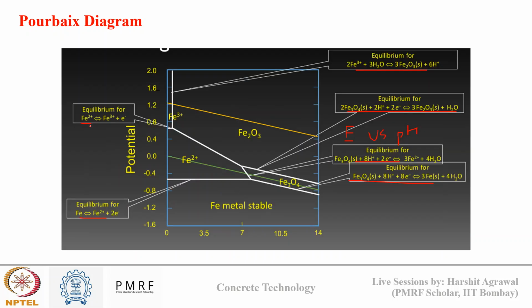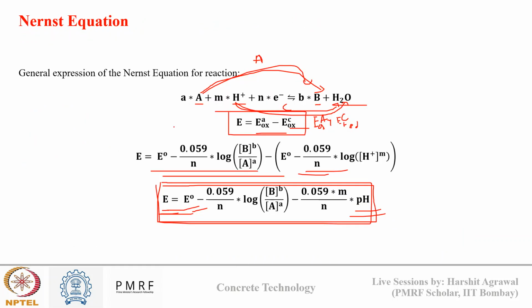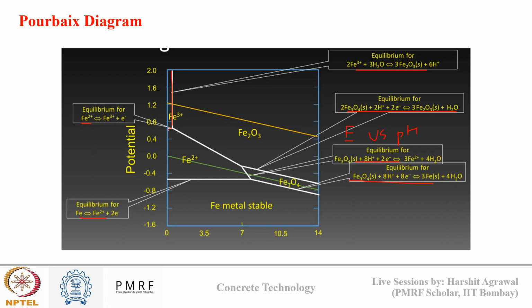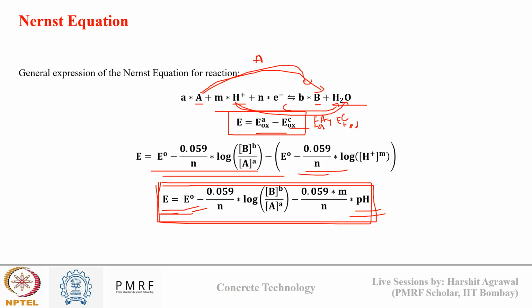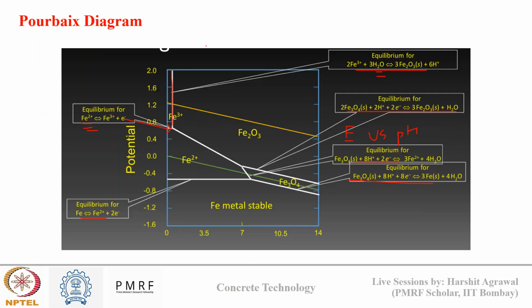Now how these lines are formed, just give it a try. You know the Nernst equation, you know all the equations I have mentioned here. For all these lines I have mentioned the equations, which line is governed by which equation. So for all these equations, just give it a try. Try to write this equation, and once you write the equation, you will get an idea how the lines are coming up.